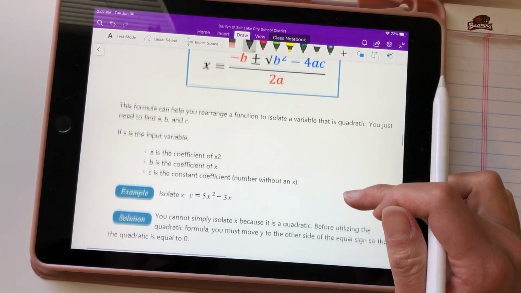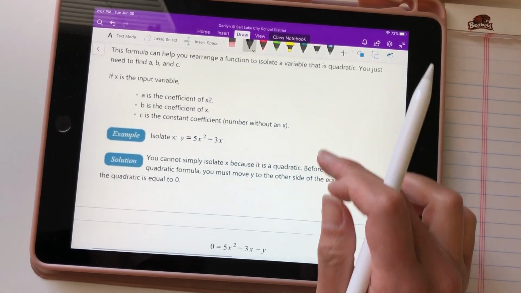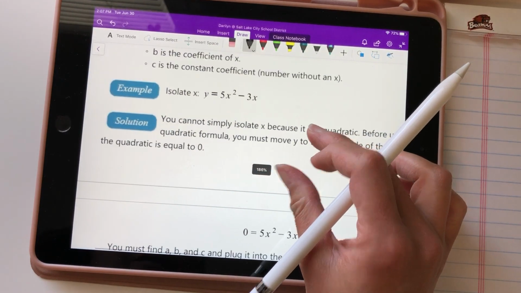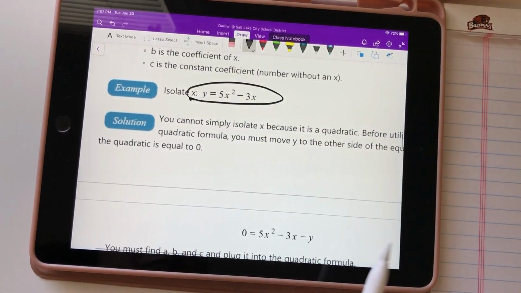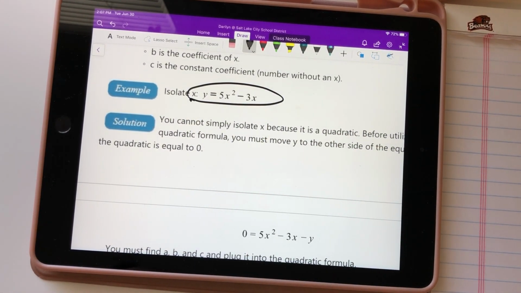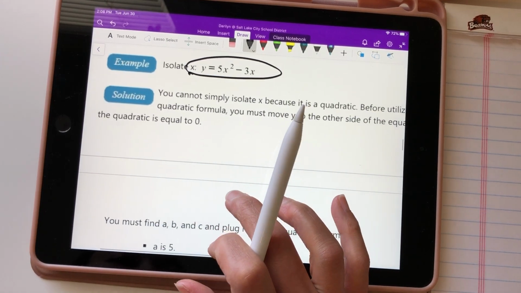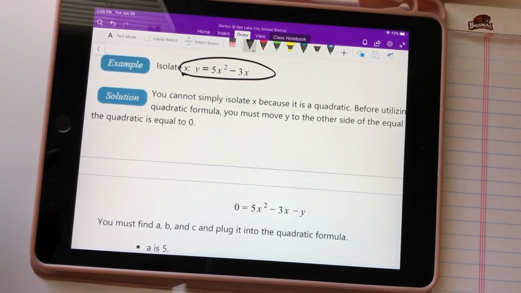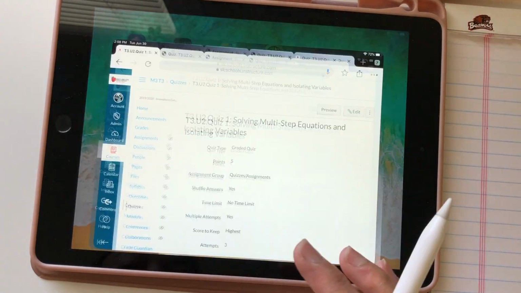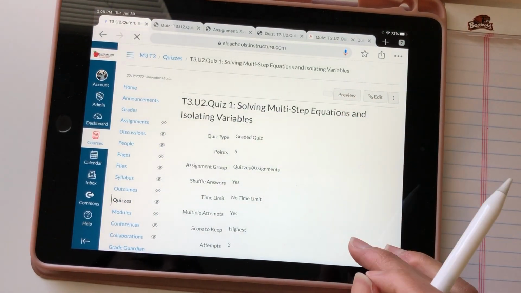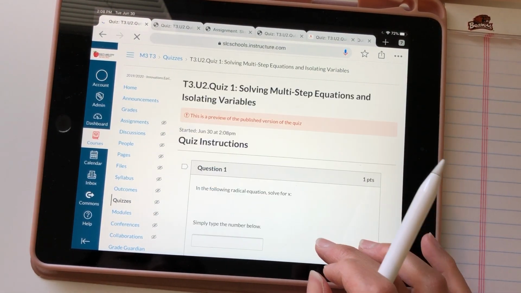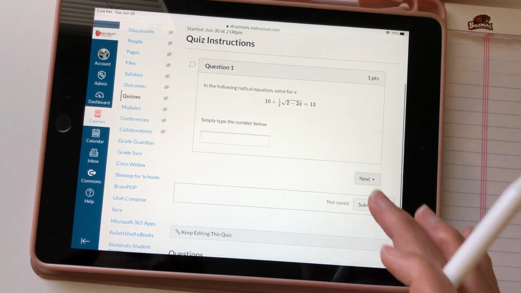You want to make sure you remember the quadratic formula because on questions like this, you're going to have to isolate an x value here. Let me go over to the quiz, because I want to see if I even have questions like that in the quiz before going over it.